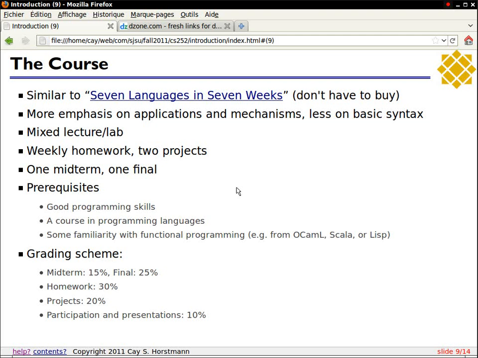So it's a nice book. If you want to get the book, by all means get it. But we're not following it exactly. I'm kind of following the idea of saying, let's look at a few of the key languages that show different aspects of stuff that one can do nowadays. And so we're going to be digging much more deeply into the mechanisms that make interesting things happen. And we're not really going to be worrying much about basic syntax.